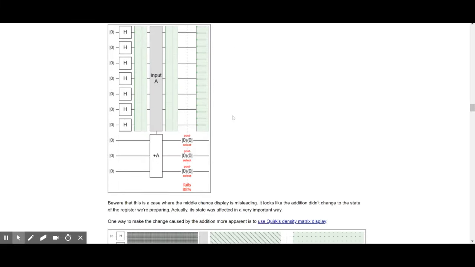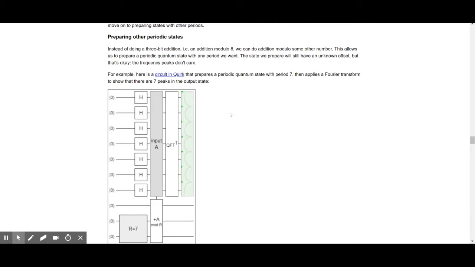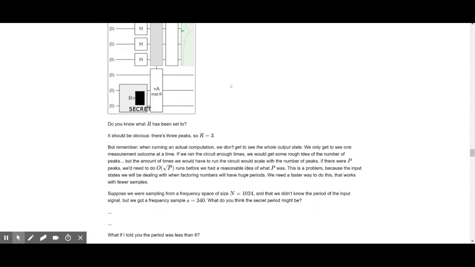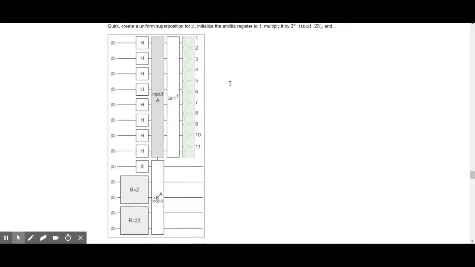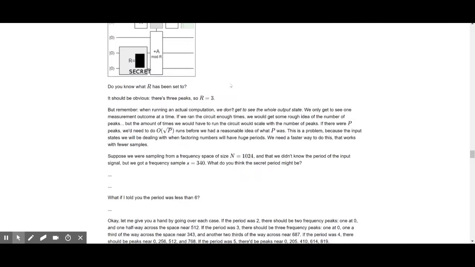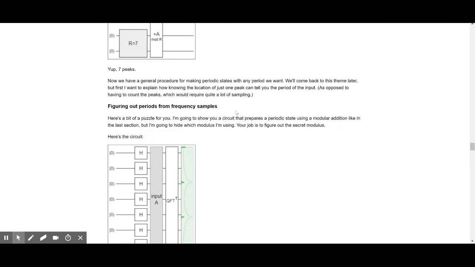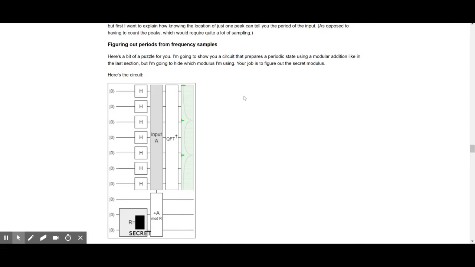Those are other ways to prepare other periodic states, figuring out periods from frequency samples. Wait a second, we're still in the QFT part, right? We're still figuring out periods from frequency samples.